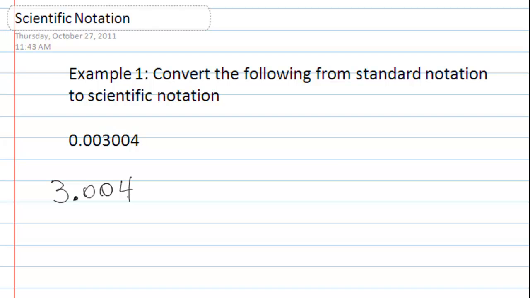Obviously, this is not what that number is equal to. There's no way 0.003004 can be equal to 3.004. But we can use a little trick.